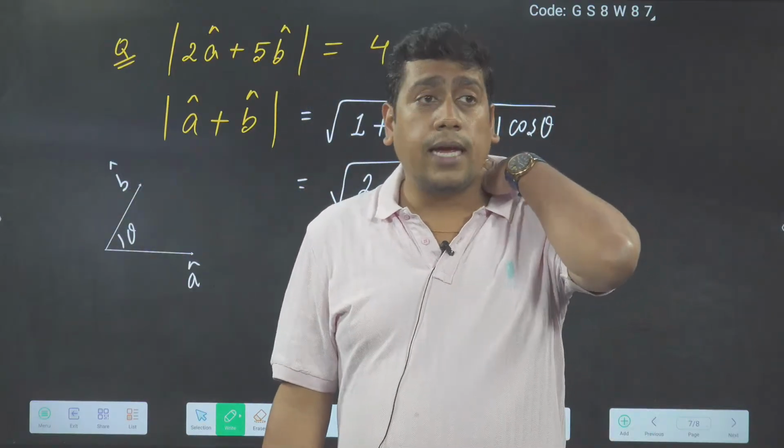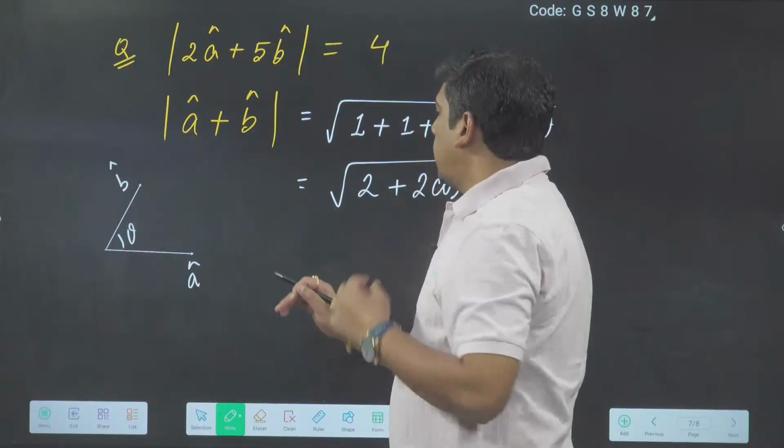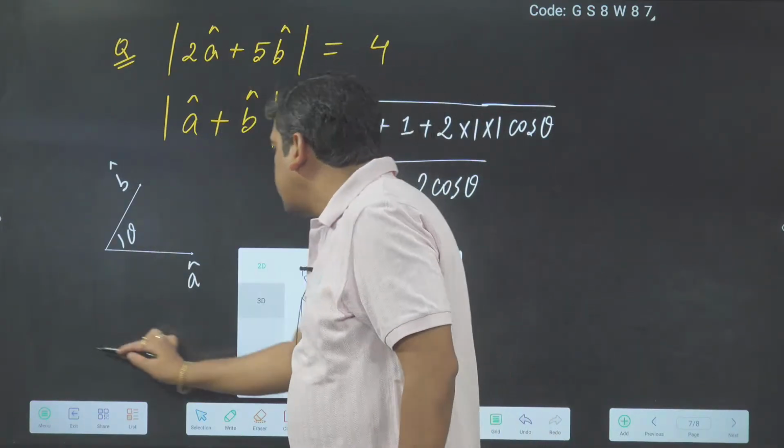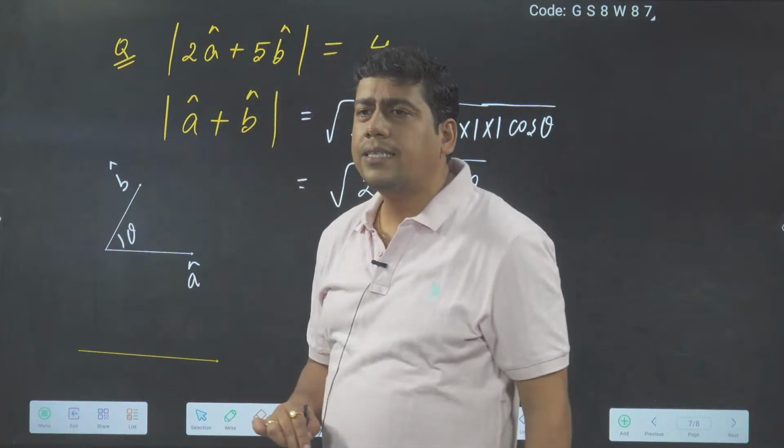How to find the angle between a cap and b cap? Now you must use this. Understand, if a cap is in this direction, then 2a cap will also be in the same direction.